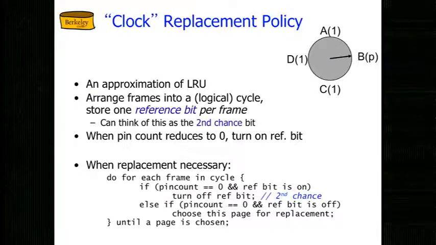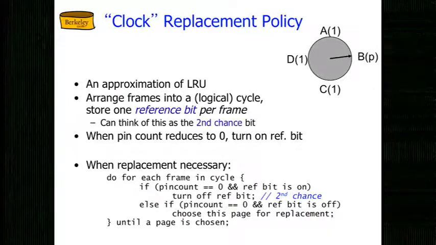So here's the idea. We're going to take the frames of the buffer pool: A, B, C, and D. Unfortunately, on this slide, frames have letters. This is exactly the opposite of what we drew here. I apologize. So A, B, C, and D are frames.